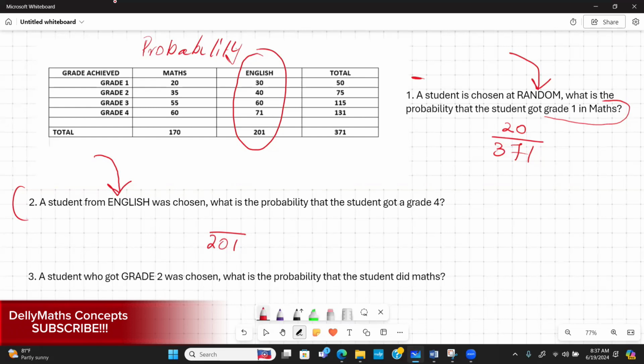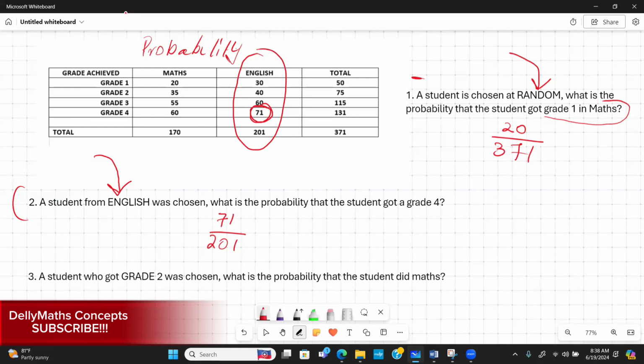Now, here is what's going to be my numerator. What is the probability that the student got grade 4? Remember, this is not just overall grade 4. We're referring to grade 4 from English, and we're talking about this right here. Not just all grade 4, just grade 4 from English, because we're focusing on English and we want to know those who got grade 4. So this is the 71 over 201. From 201 students, 71 of them got grade 4.